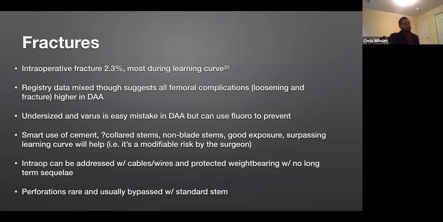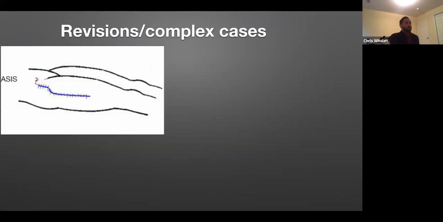And then as Jeremy pointed out, there are perforations. They seem to be rare. In some of the webinars I've seen with Bill Hamilton, he said he can usually just bypass it with a standard stem and hasn't really had to change anything. It hasn't proven to be a big problem. Obviously pretty scary if it happens.